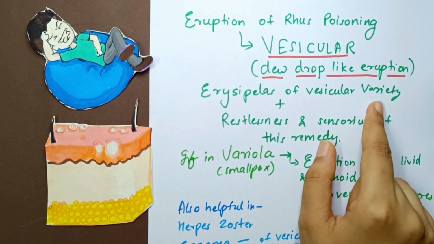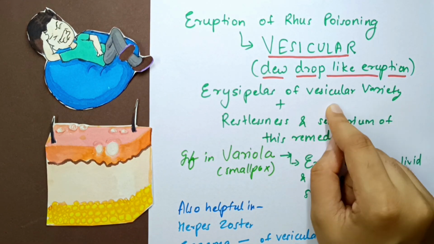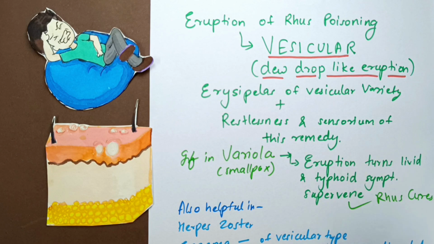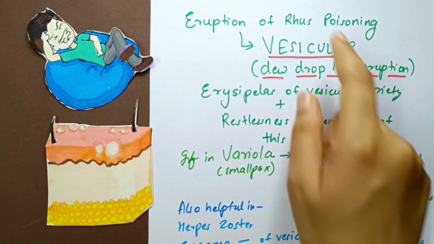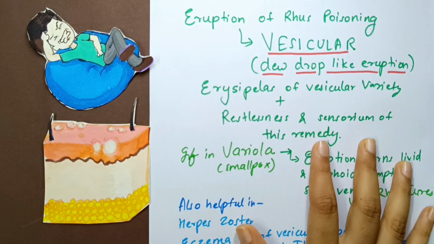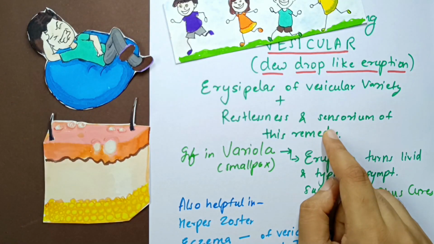Erysipelas of vesicular variety. Erysipelas is like cellulitis, and along with that there are vesicles present. So that is why erysipelas of vesicular variety. Vesicles is something that you have to remember. It is important. And along with that there is restlessness.